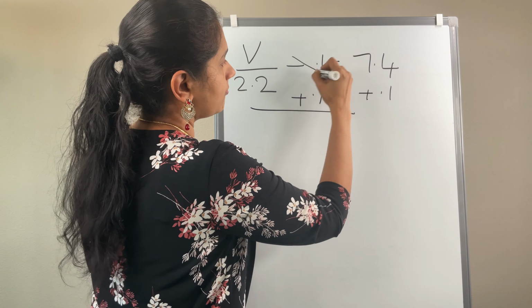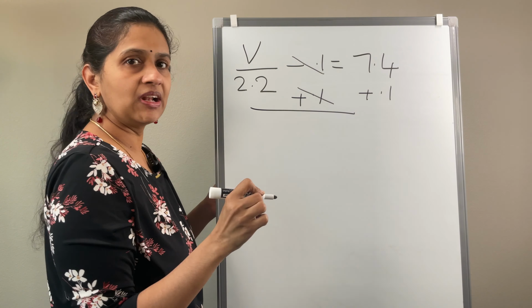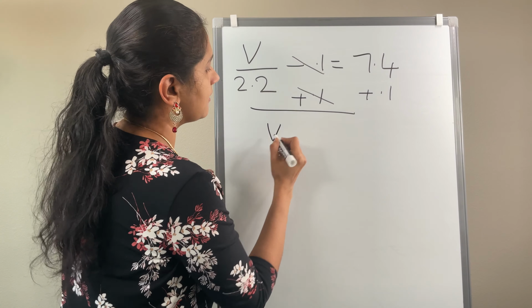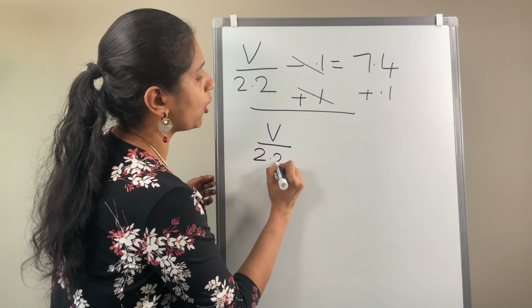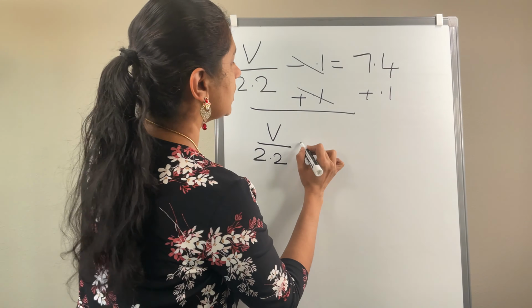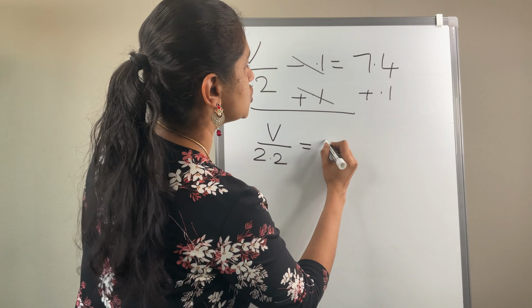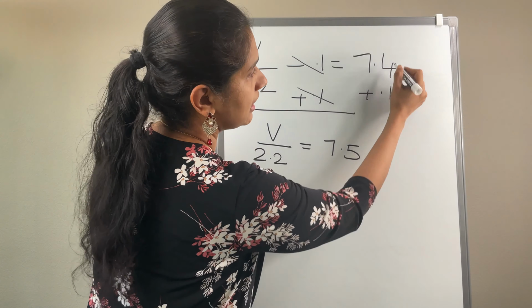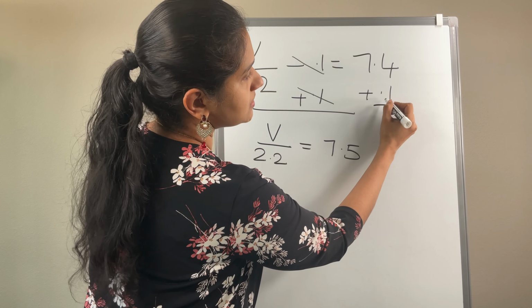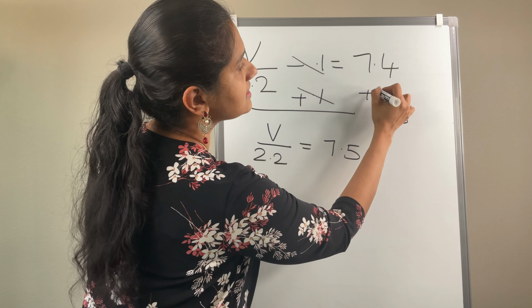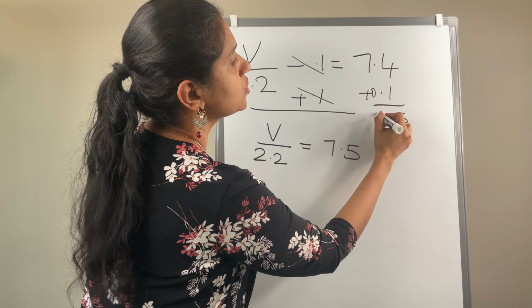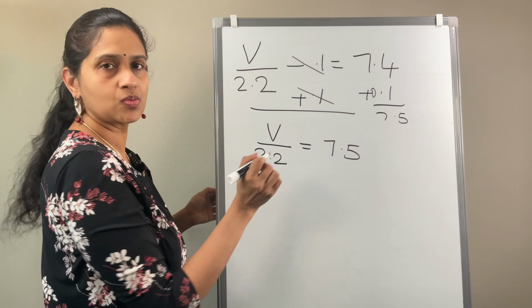As a result of it, minus 0.1 plus 0.1 will get cancelled and you will be left with v by 2.2 on one side. Now on the other side, you need to add 7.4 plus 0.1 which is going to be 7.5. This 0.4 plus 0.1 is 0.5 and 7. Here imagine we have a 0, it is going to be 7.5. So that is what I have written.